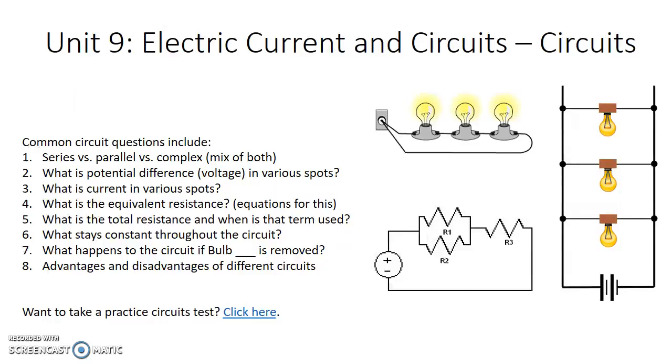What is the current at various spots? What is the equivalent resistance, which is you use equations for these. What is the total resistance, and when is the term used? What stays constant throughout the circuit, and what happens to the circuit if bulb blank is removed, and advantages and disadvantages of different circuits. So if you don't feel confident being able to answer those questions, that's when you need to take the practice circuits test by clicking that link below.